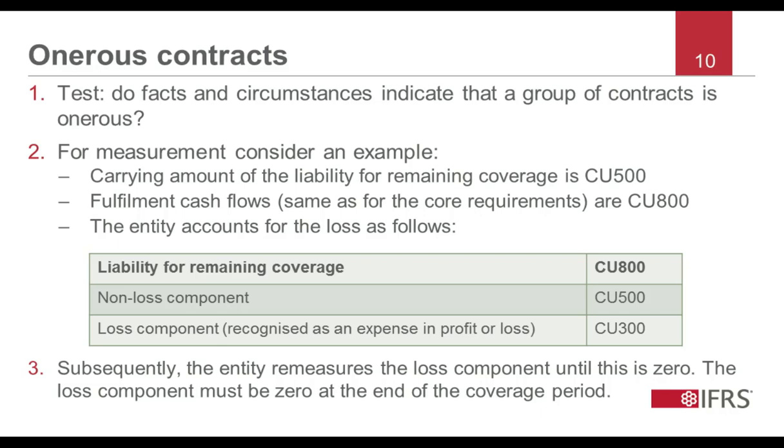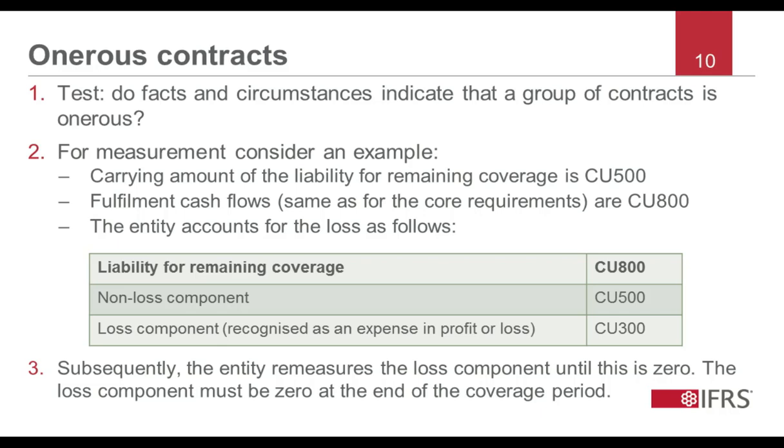So if the fulfillment cash flows relating to the remaining coverage are greater than the carrying amount of the liability for remaining coverage, then the entity should establish a loss. And as you can see on the slide, the loss calculated in the slide is CU 300. That loss component will be recognized immediately in the profit or loss as an expense.